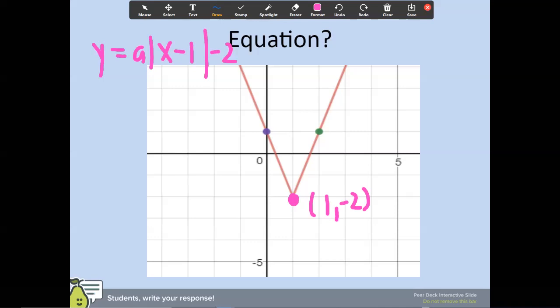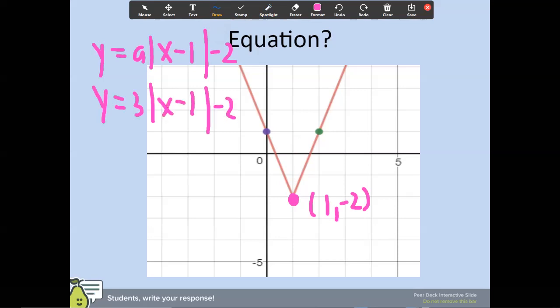Now to find my a, again, you can think of this as a linear situation because absolute values are made up of 2 lines. I'm going up 1, 2, 3 over 1. So my a is going to be 3. So this is y is equal to 3 times the absolute value of x minus 1 minus 2.